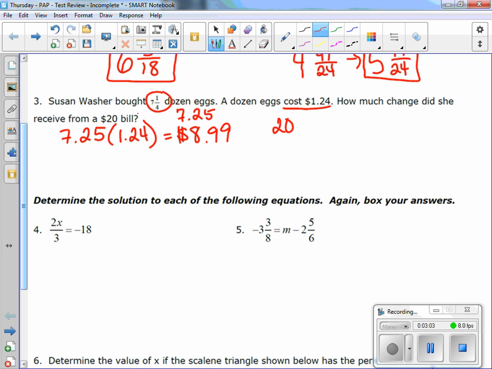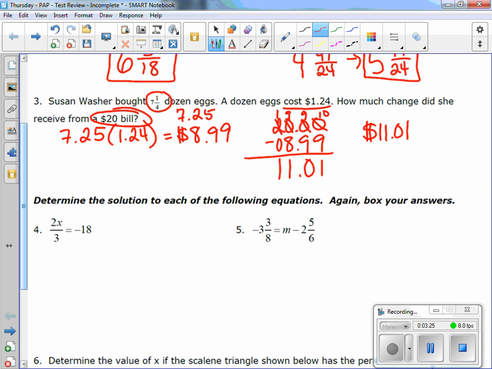We also have a $20 bill. We want our change. So we should be subtracting our total from the amount we gave the cashier. When you borrow, this becomes a 10, a 9, a 9, and this goes down by 1. 10 minus 9 is 1, 9 minus 9 is 0, 9 minus 8 is 1, 1 minus nothing is 1. So our change is $11.01.